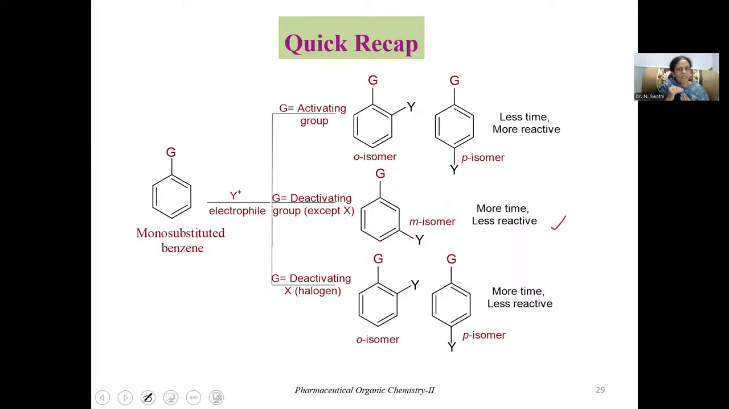Now again, under deactivating groups, all the groups such as cyano, nitro, and carboxylic groups are meta directors. They will give only the meta product. But when it comes to halogens, there is a little difference, an exception. They will give only ortho-para isomers. When it comes to reactivity, it is similar, but it gives the ortho-para isomer.